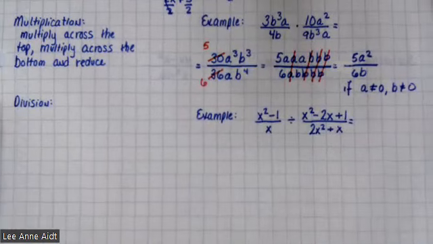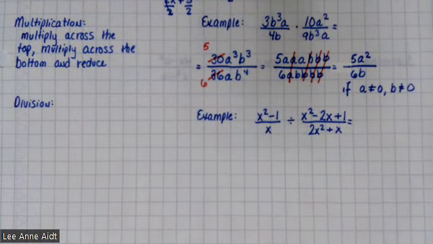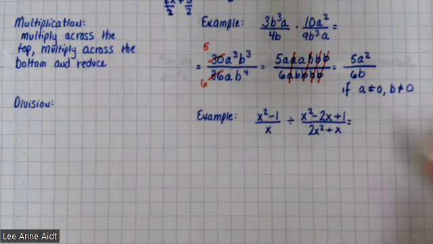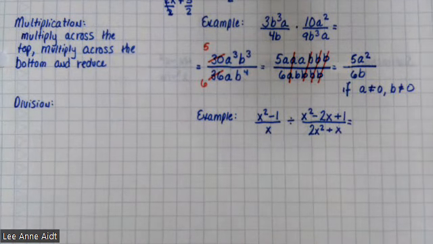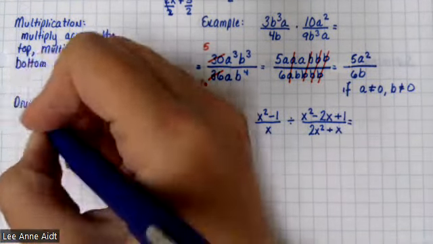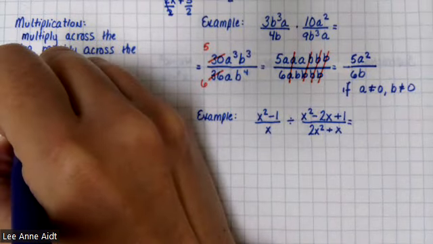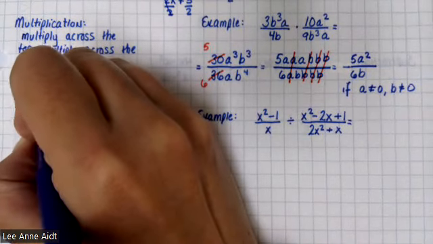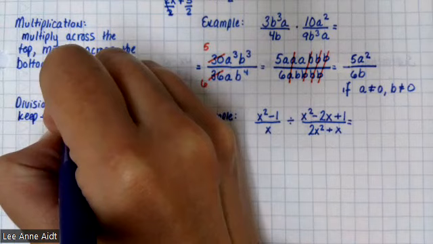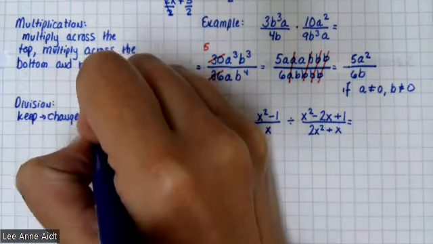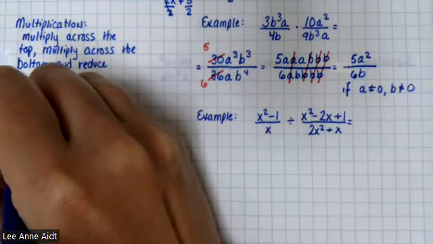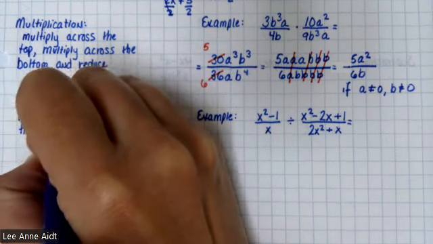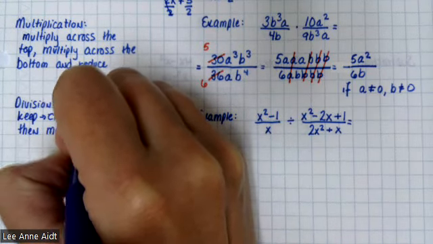Now, the next one is spicy. This one is the closest one to the one on your quiz, but the one on your quiz isn't this spicy. I did this spicy on purpose. I made this one up because I wanted it to have everything I wanted. So division, you're going to write keep, change, flip, then multiply.